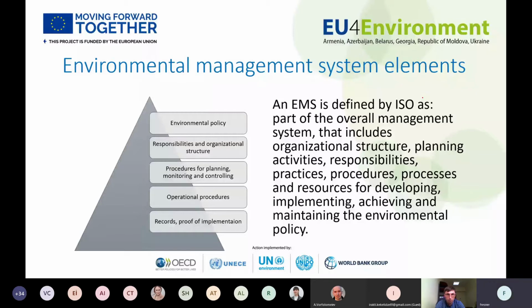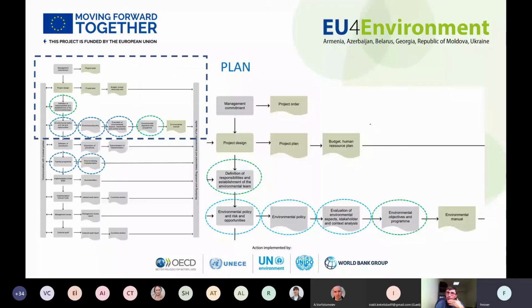Records can mean checklists, can mean measurements, can mean key performance indicators to prove that we are actually implementing the system, but also that we are moving towards our objectives. But this we will discuss later again.